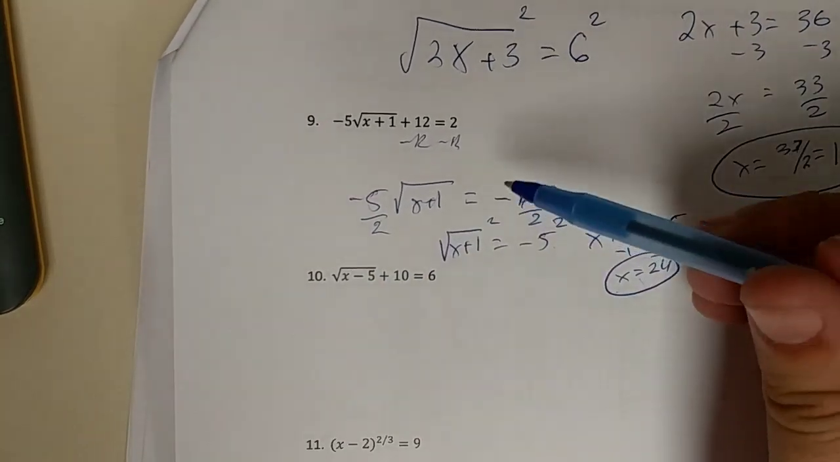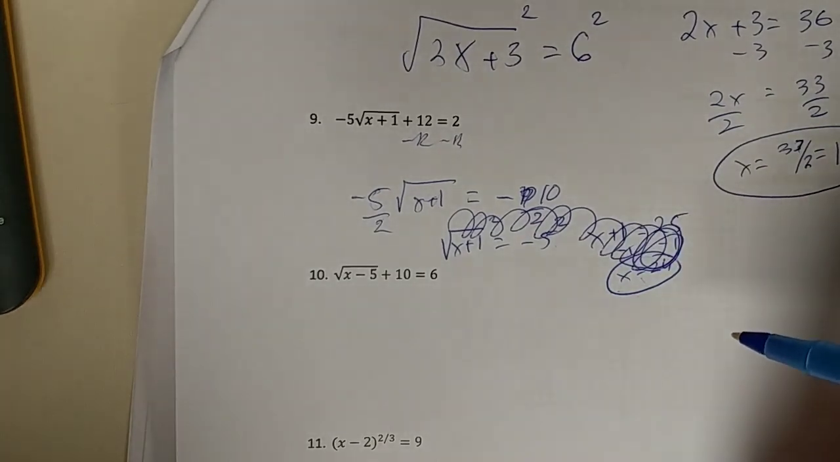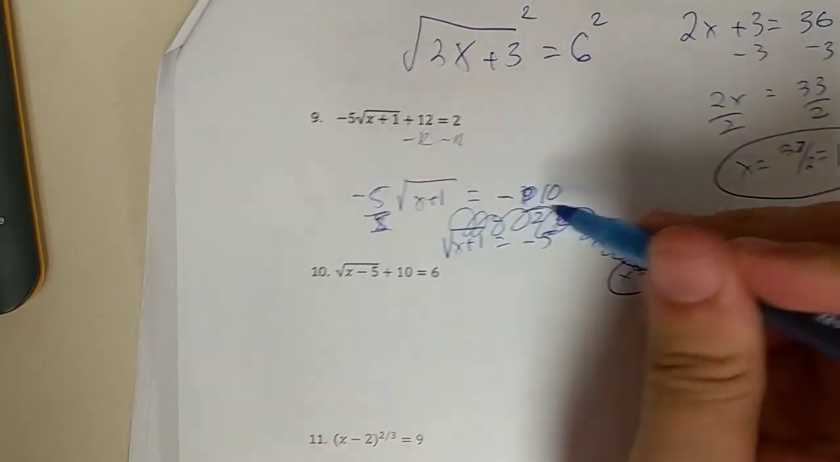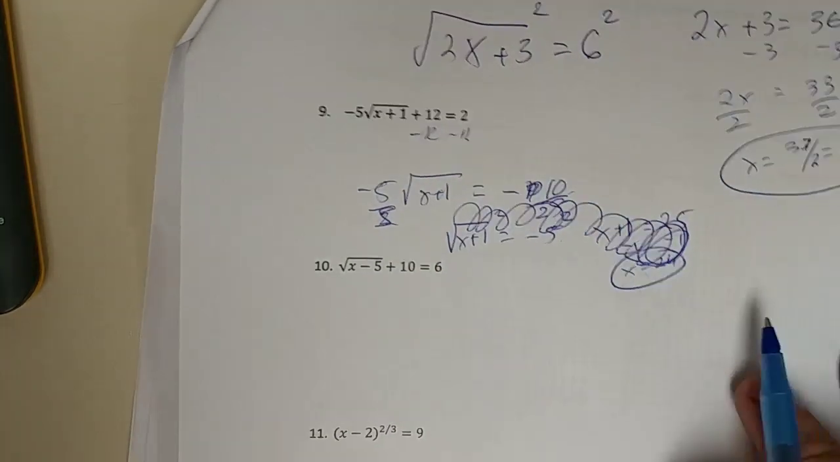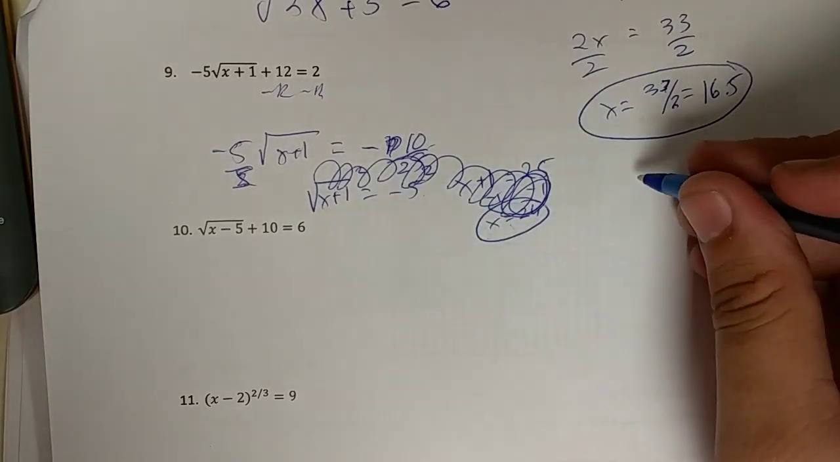Oh, wow. So good thing I did plug it back in because I made an error. And that's how you can check your work. There you go. I did it on purpose. Look at that. I divided by 2, not divided by 5. I have to divide by 5 on both sides. So now that's divided by negative 5 on both sides.